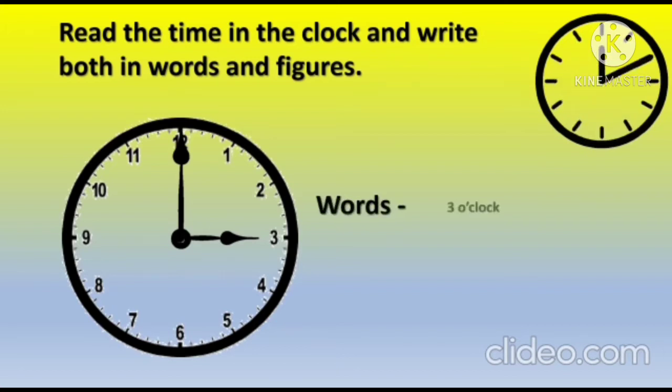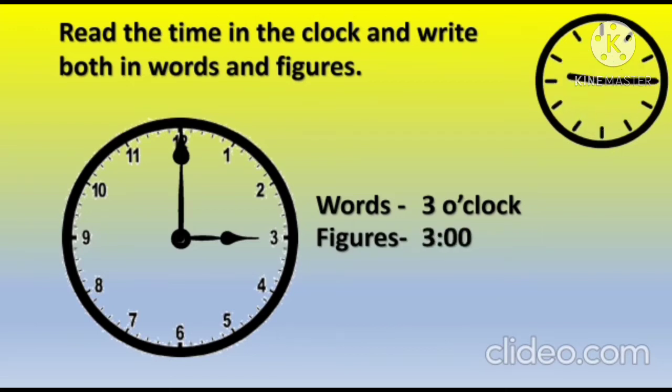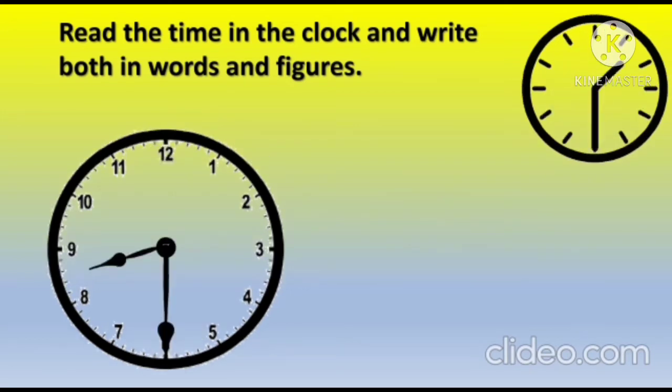How do we write in words? We write 3 o'clock. Like this we write 3 o'clock. How do we write in figures? We will put 3 colon 0 0. Look at the next question.